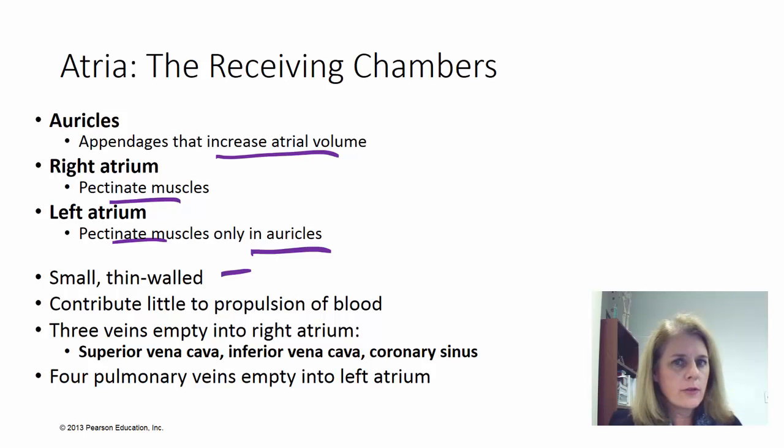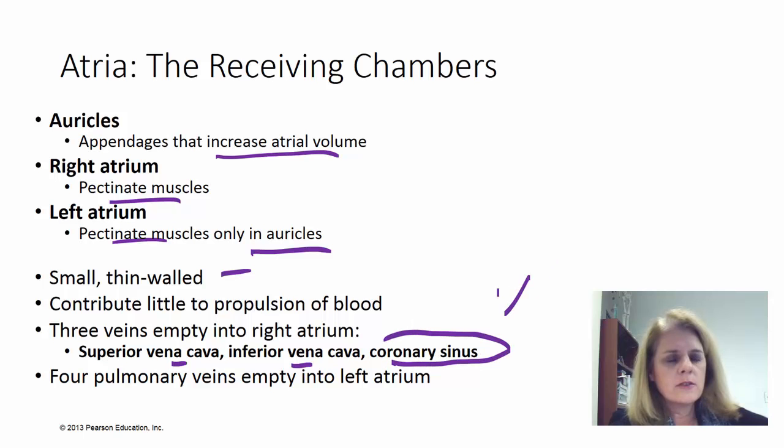You have 3 on the right side. The right atrium is going to receive blood from 3 different veins. It receives it from the superior vena cava, the inferior vena cava, and the coronary sinus. And the coronary sinus is what's going to bring blood back from the heart wall itself.